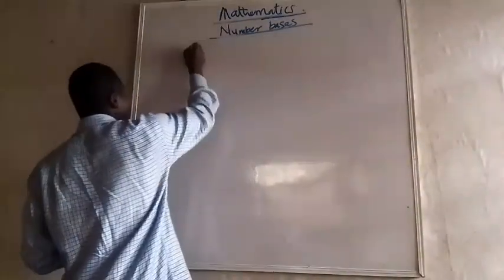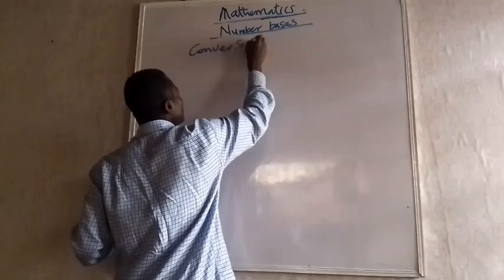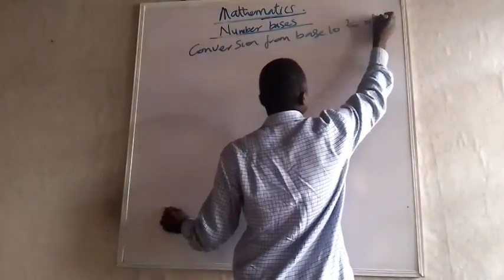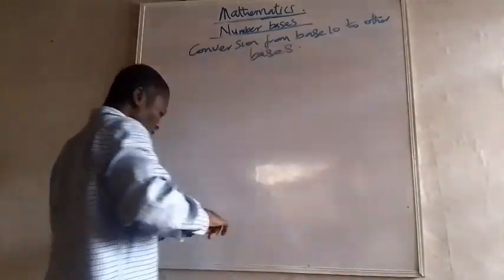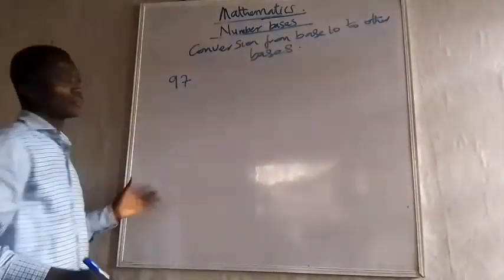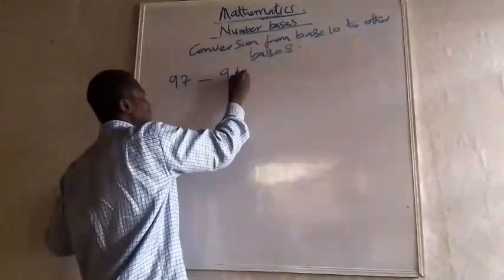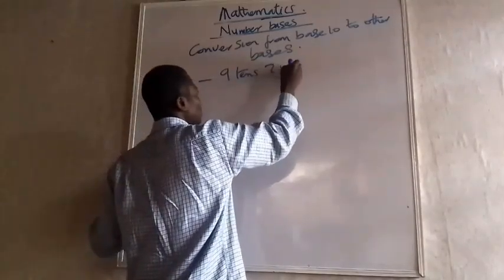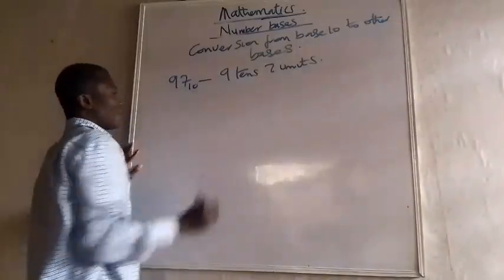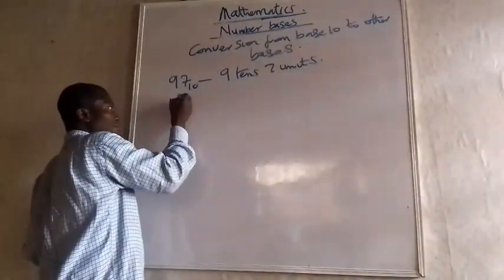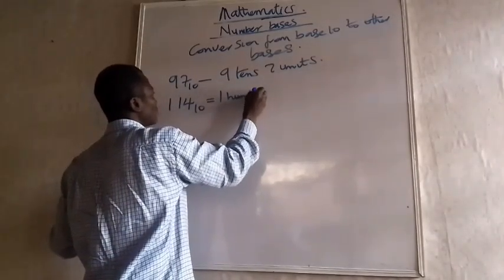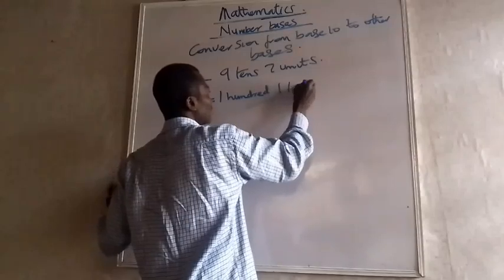Now, let's talk about conversion from base 10 to other bases. As I said before, look at this number, 97. It means 9 tenths, 7 units. That is base 10. If I'm going to have 114, it means 100, 10, 4 units.